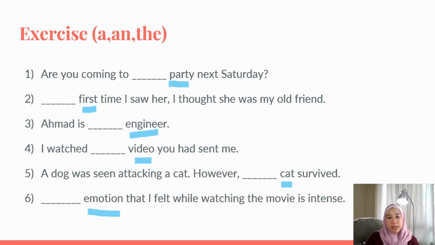The last one, the answer is the. The emotion that I felt while watching the movie is intense. Why? Because of rule number 6. Emotion is an uncountable noun because we cannot count it. Whenever you use an uncountable noun, always use the.